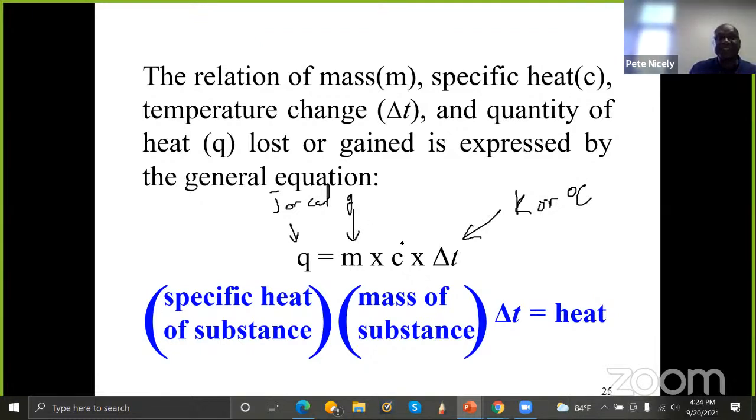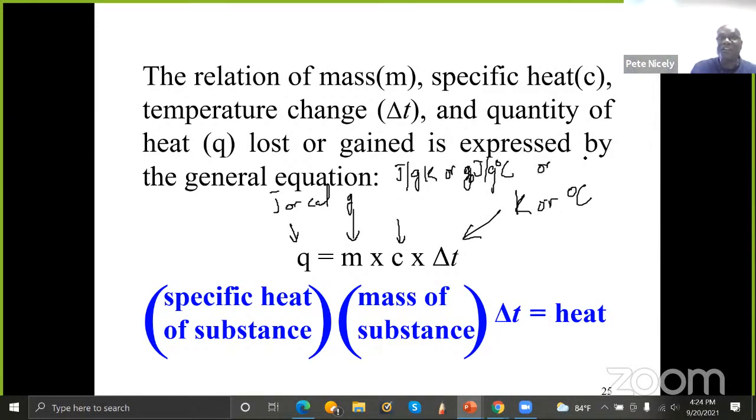In which case, as far as C is concerned, depending on the units that you're using, C can be expressed in either joules per gram Kelvin, or joules per gram degrees Celsius, or calories per gram degrees Celsius, or calories per gram Kelvin. So it all depends on what units you're using.